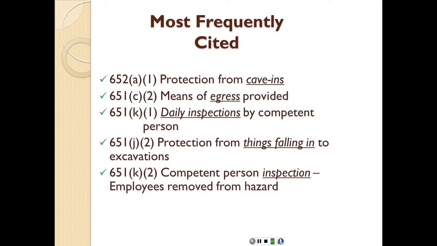Some of the most frequently cited violations when it comes to excavation are the protection from cave-ins, which is the focus of the issue here. Means of egress provided, which is how to get out of the trench in case cave-ins start to happen. Daily inspections by a competent person. We're going to learn what a competent person is and why we have to perform daily inspections, because weather conditions might change. There might be freezing and thawing, or there might be some rain which would loosen the soil and make it more susceptible to cave-ins and collapse.